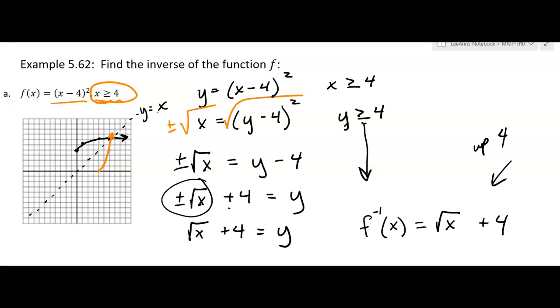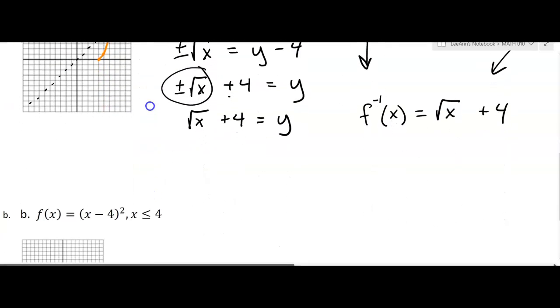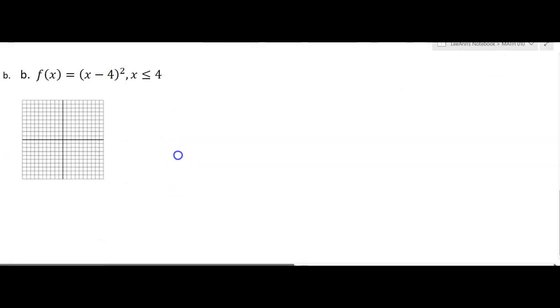Okay, so now we're going to show you the other part. So now we're saying, oh, we're going to have the same function, except now the restriction is different. It's going to be x less than or equal to 4. So if I were to graph it, 1, 2, 3, 4, we're talking this side of the parabola.